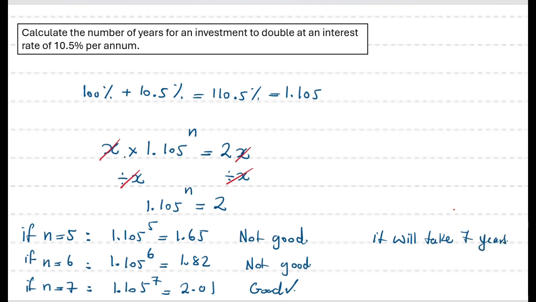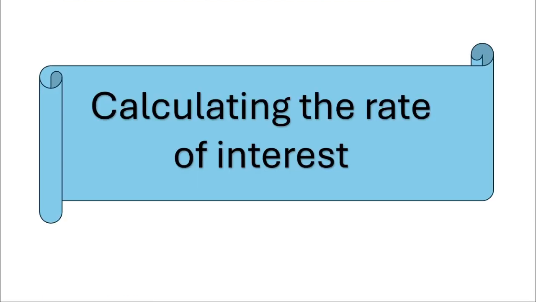For the investment to double at an interest rate of 10.5% per annum. So that's the final answer. How do we calculate the rate of interest? Here we're going to put all the information that we've been using so far, like the initial amount, rate of interest, number of years, into a formula.